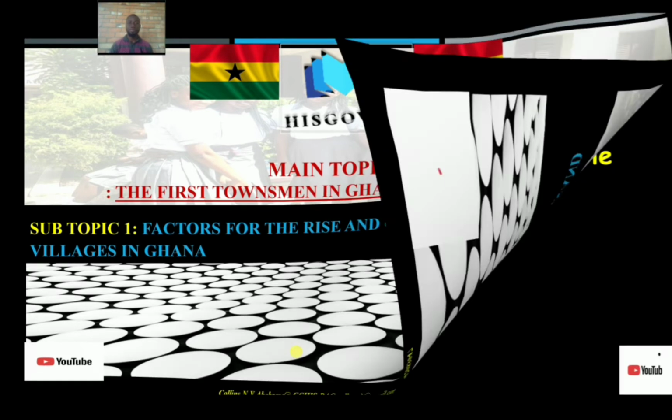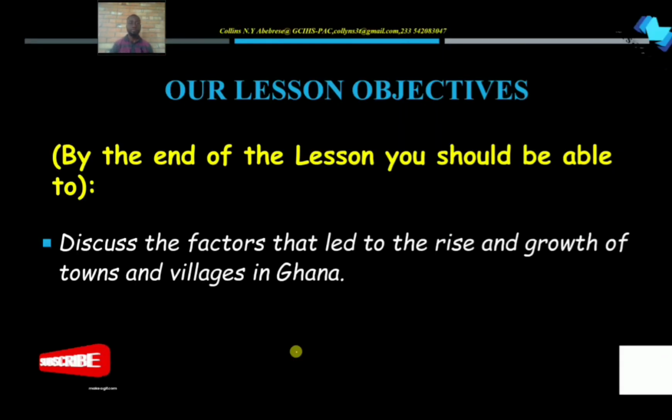So let's begin with the lesson objectives. By the end of this lesson, you should be able to discuss the factors that led to the rise and growth of towns and villages in Ghana. So what are some of the things that led to the rise and growth of towns in Ghana? Remember in our previous lesson, we said that certain distinct factors led to the rise and growth of these towns. So we are going to take out these factors and then support them with some examples of towns that grew up as a result of the various factors that we are going to look at.